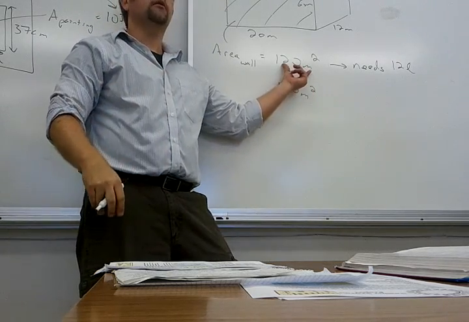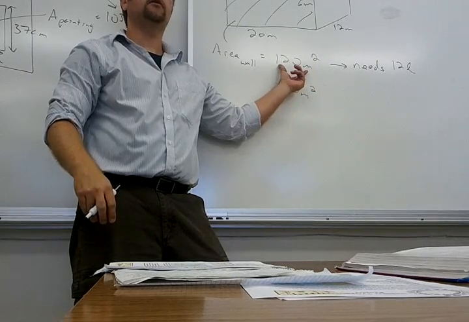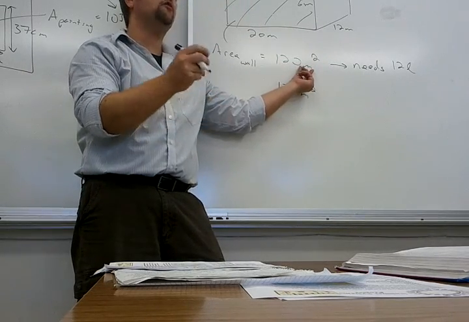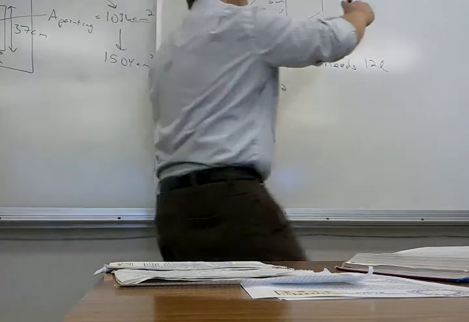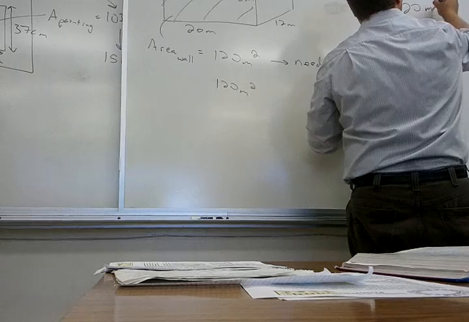What did we do here? How did I get 12? I divided by 10, because I've got to figure out how many 10 square meters are in this, and then it takes 1 liter for each of those. Here's what's really cool. Let me show you this. I'm going to show you this a little bit early, but that's all right.